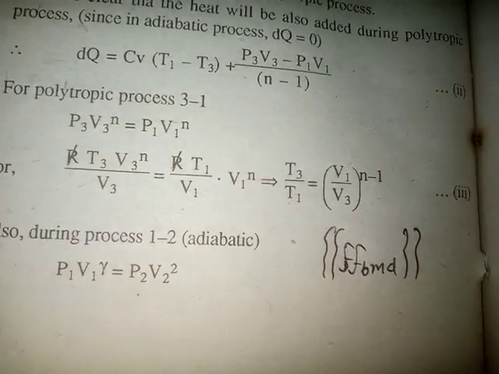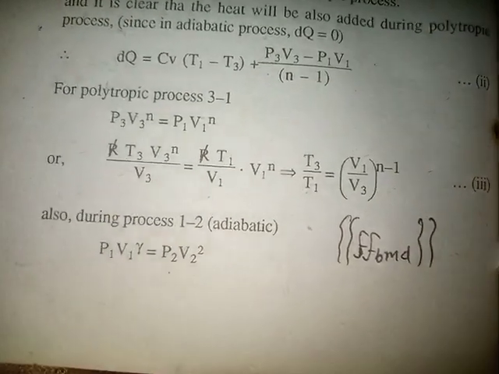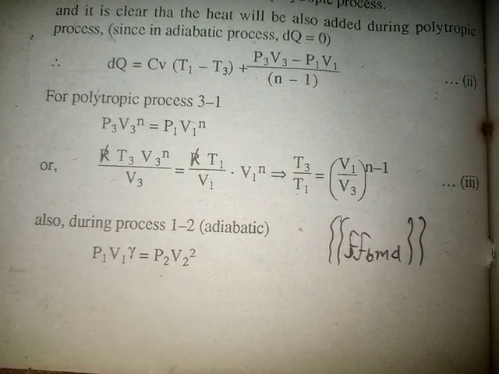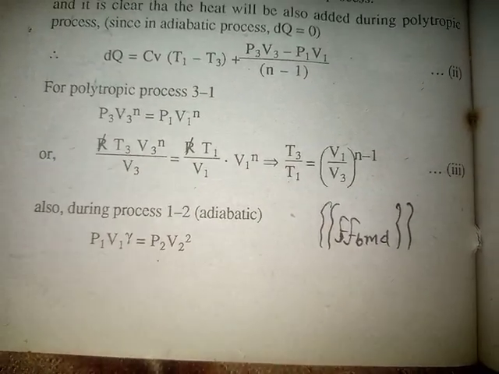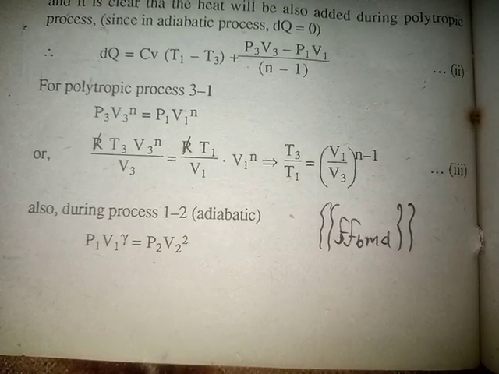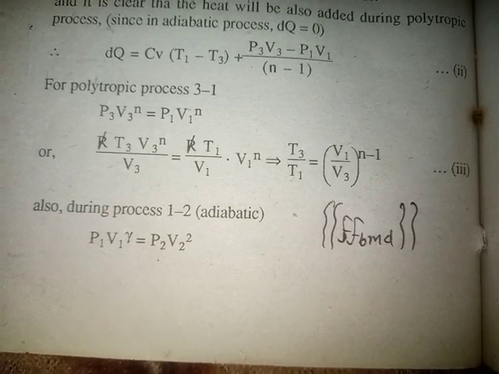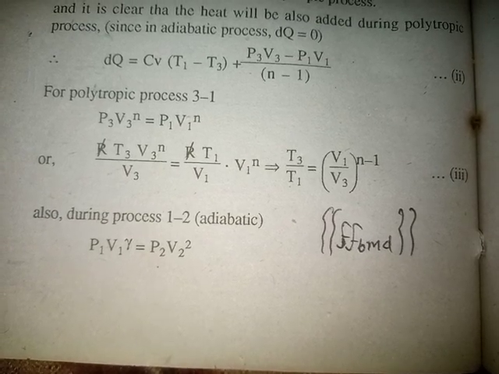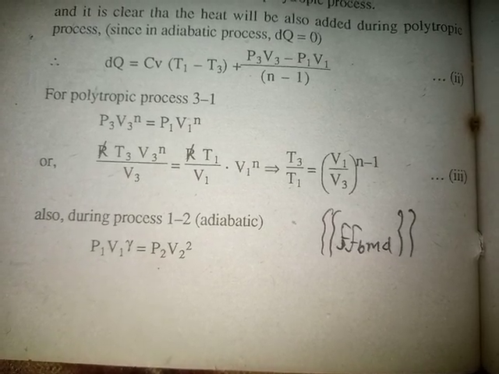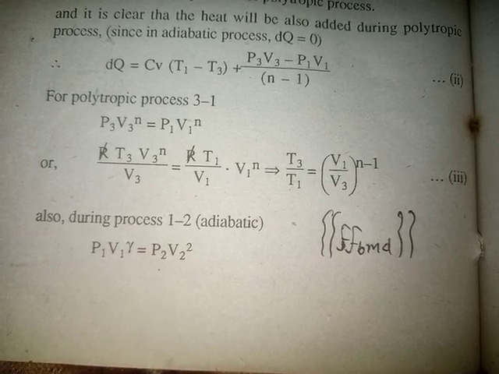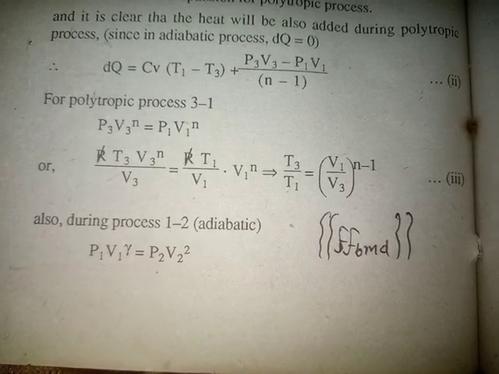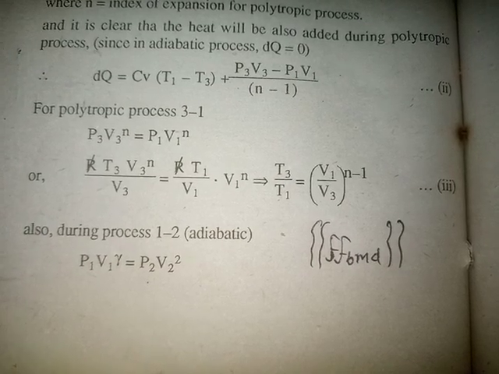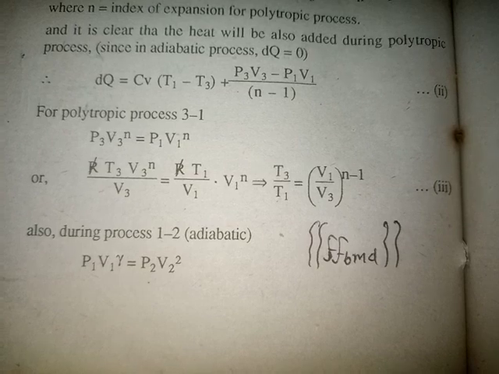For polytropic process 3 to 1, P3 V3 to the power n equals P1 V1 to the power n, or R T3 into V3 to the power n by V3 into R equals R T1 by V1 into V1 to the power n. This implies T3 by T1 equals (V1 by V2) to the power n minus 1.